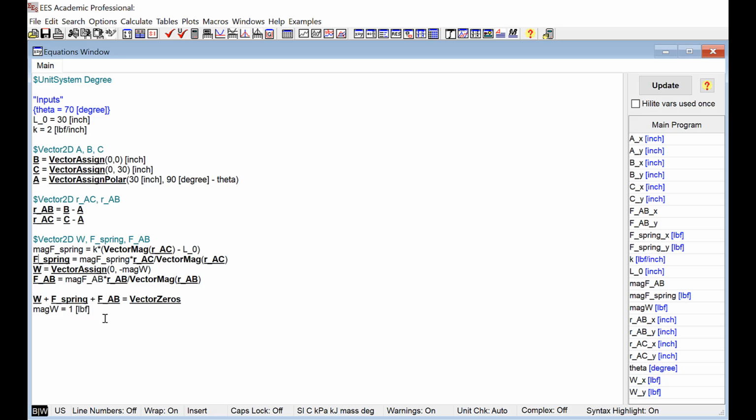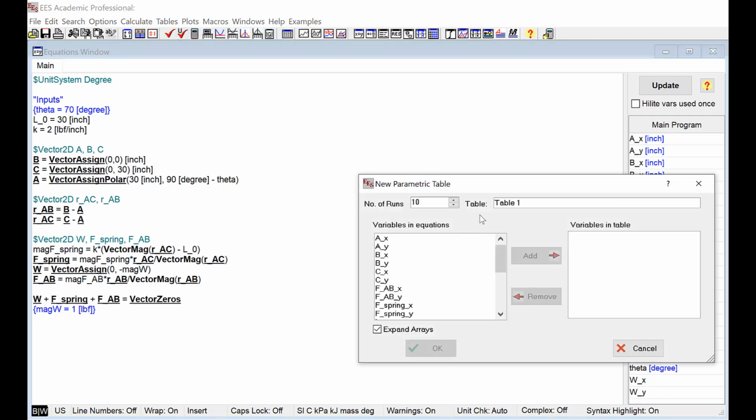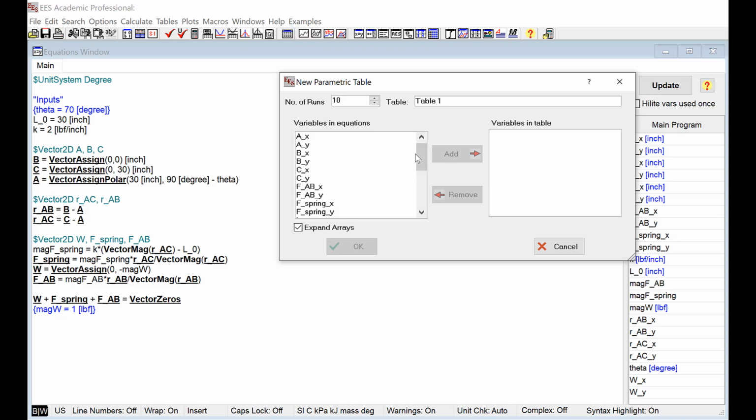The last thing I think I might want to do is look at, as a function of that force, what is the angle, or what is the deformation of point A, right? Those are the kinds of things that I could look at. So now I don't want to specify either the magnitude of W or theta. Instead, I want to actually vary either theta or the magnitude of W and look at how one thing changes and how the other thing changes. So let's make a new parametric table. 10 runs seems probably good enough.